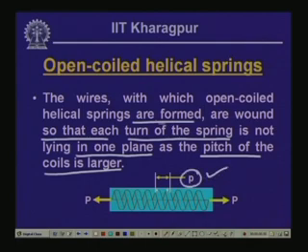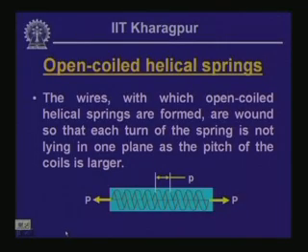Now, in case of a closed coil spring, this p is very small, so that virtually each turn of the wound lies in the same plane, whereas in case of an open coil one, they do not lie in the same plane, and the helix has an angle which is inclined with respect to the horizontal plane. Thereby, when we talk about the load transfer mechanism, you will find the forces that an open coil spring will be subjected to are different from the closed one.